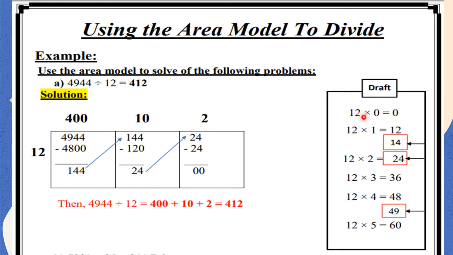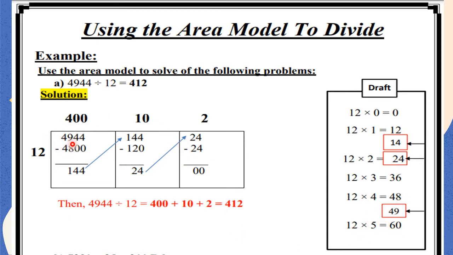Here we have 12 times 0 equals 0. 12 times 1 equals 12. 12 times 2 equals 24. 12 times 3 equals 36. 12 times 4 equals 48. 12 times 5 equals 60.